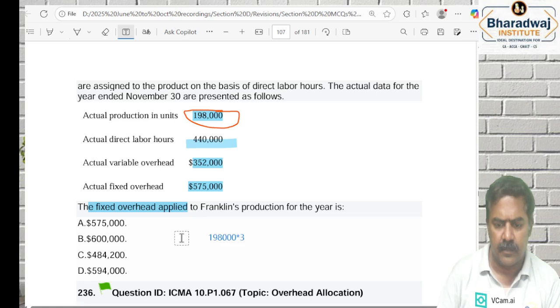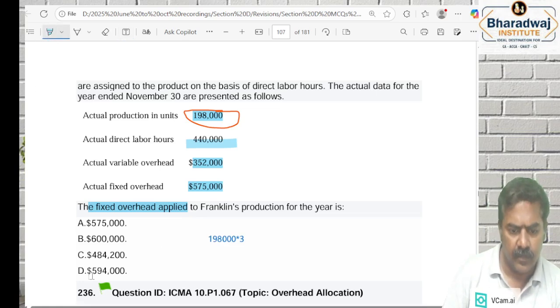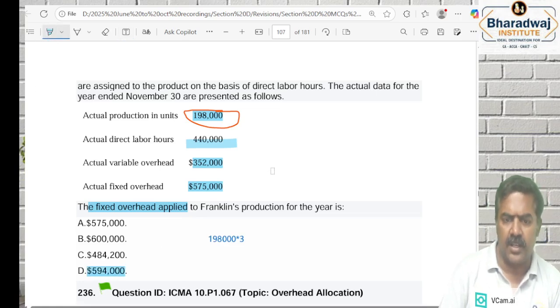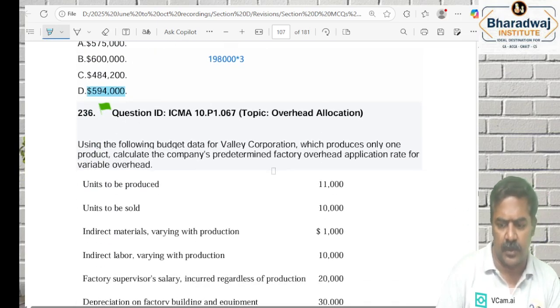How much? 594. The question is only about fixed overheads.